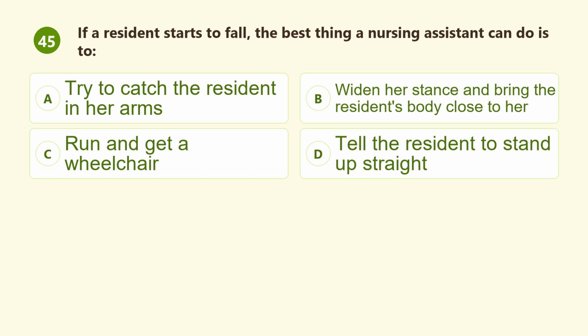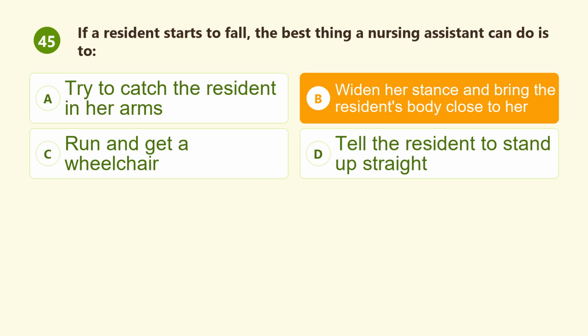Question 45. If a resident starts to fall, the best thing a nursing assistant can do is to: Option A. Try to catch the resident in her arms. Option B. Widen her stance and bring the resident's body close to her. Option C. Run and get a wheelchair. Option D. Tell the resident to stand up straight.